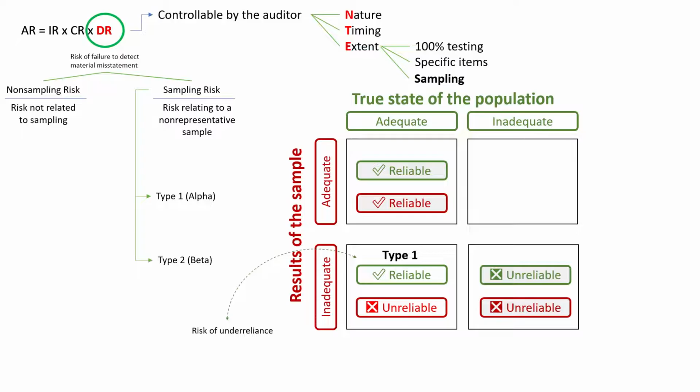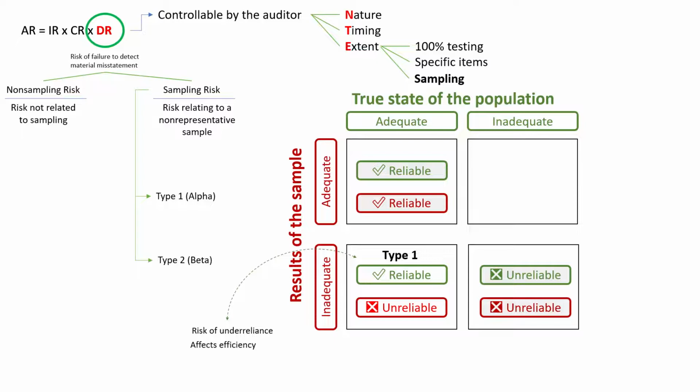You did not rely on the reliable controls. This is sometimes also called the risk of assessing control risk too high, because when you assess control risk as high, you do not rely on it. Okay, so this type of risk is said to affect efficiency. What do we mean by this?